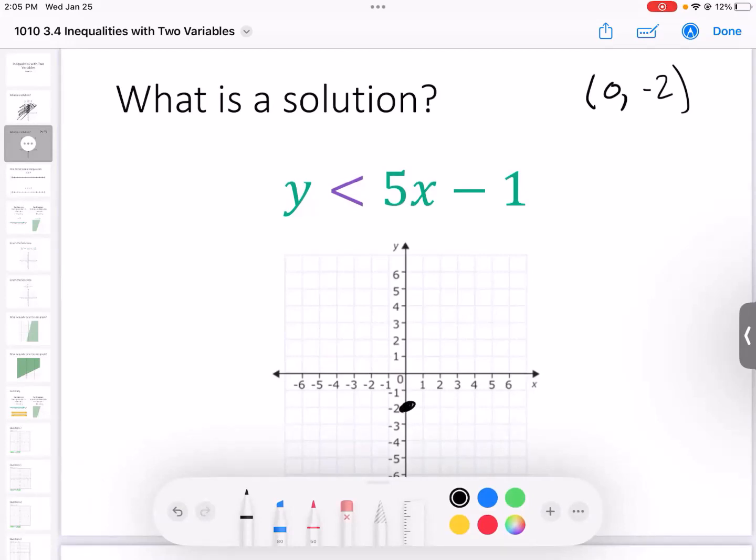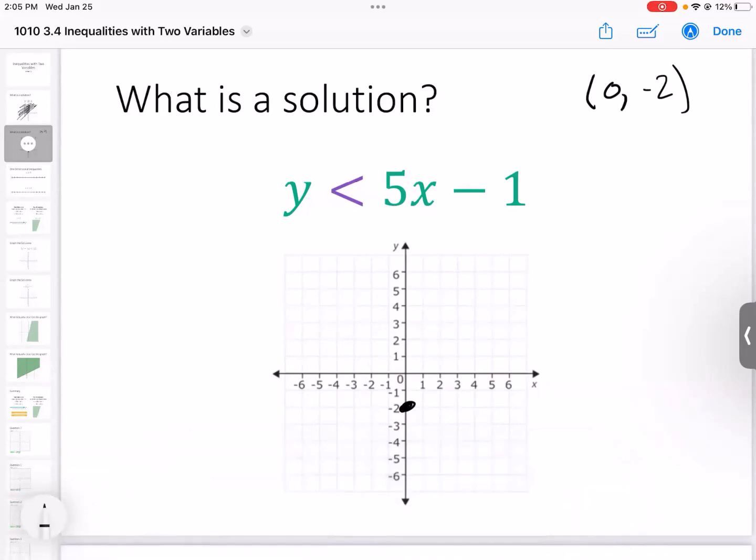And there's lots of other solutions that we could come up with, right? But the way that we graph all of the solutions is we first look at the equation y equals 5x minus 1, because that's going to be where the boundary is. And so we say, okay, where are some points where y equals 5x minus 1?